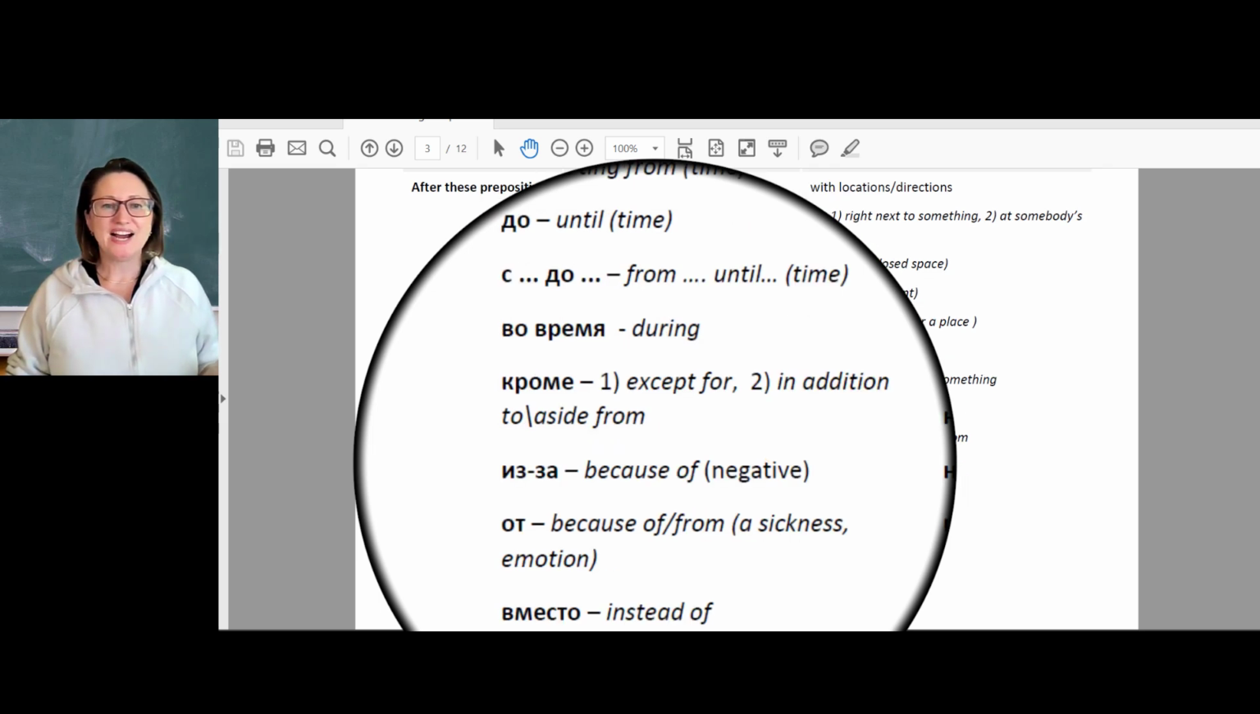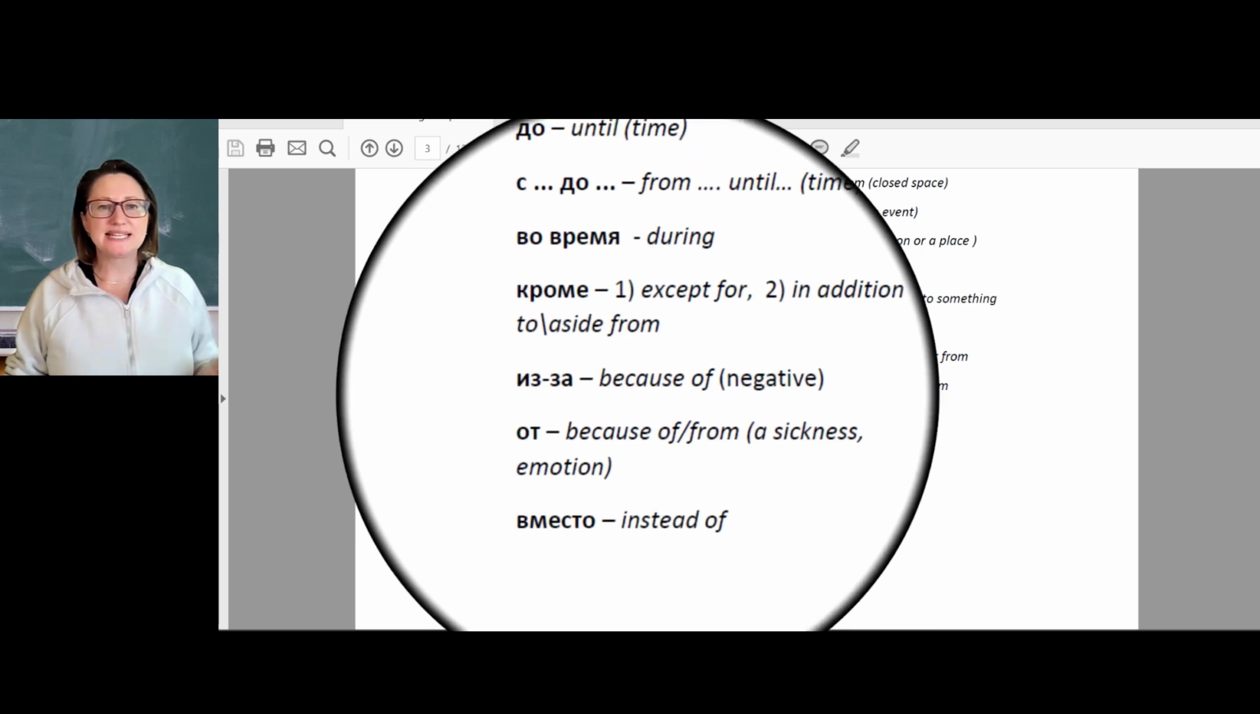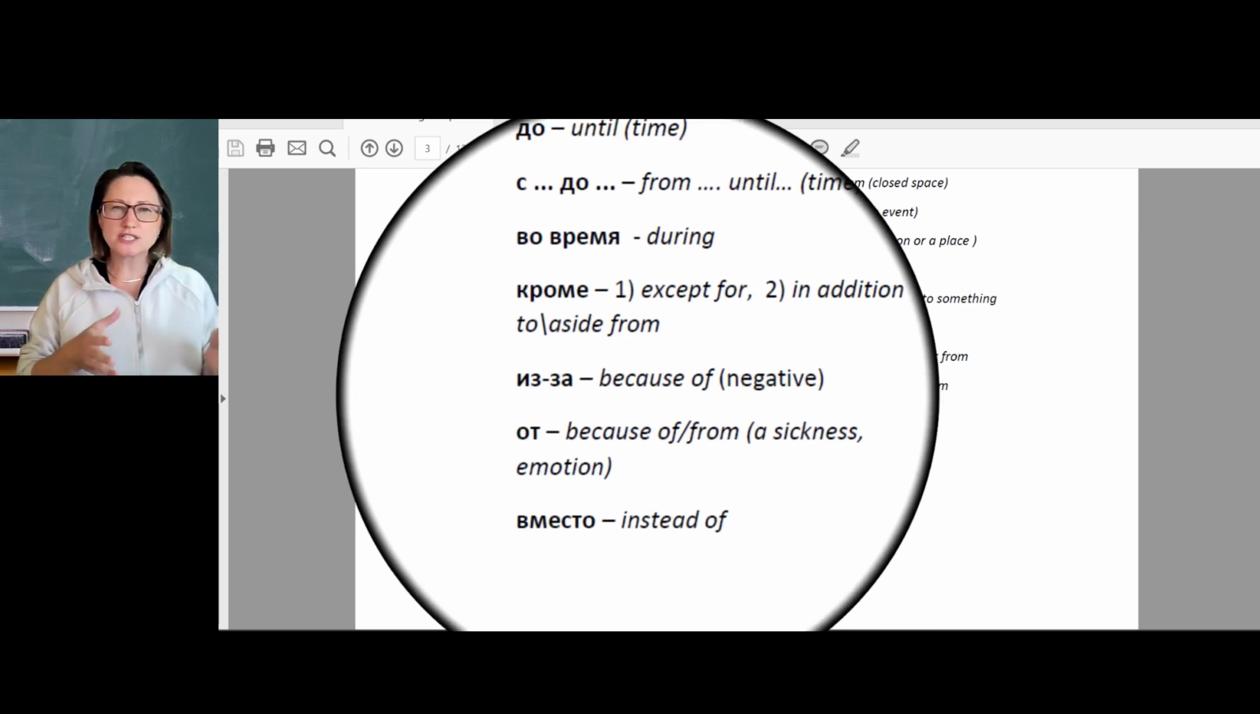preposition. Okay, the next one is из-за, which means because of something negative, like из-за тебя, because of you, something bad happened.